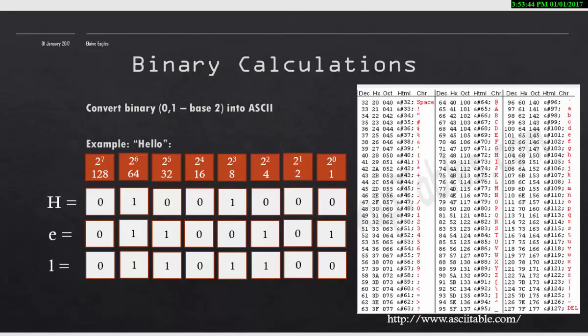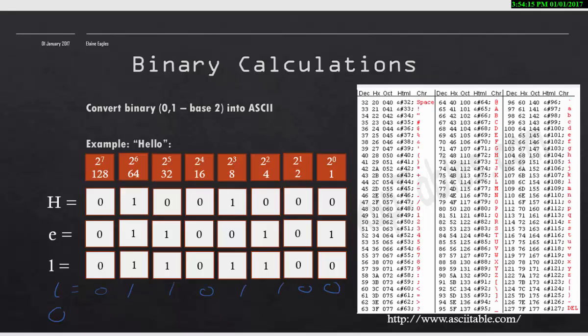E is, where's our E? 101 decimal, so that's a 64 plus a 32, which is 96, and a 4, which is 100, plus a 1. And L, we go to our L here, 108, and we need a 64, a 32, which is 96, plus an 8, 104, plus another 4 to make 108. And the fourth one would be exactly the same.